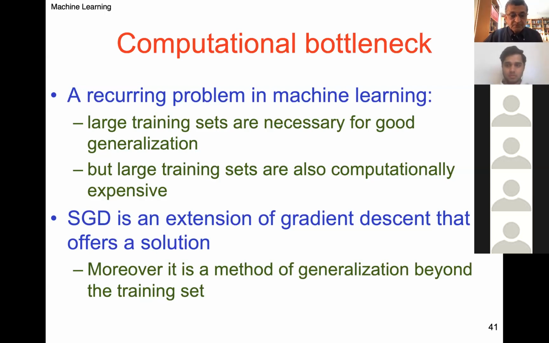So the computational bottleneck, that's what they're saying. A recurring problem in machine learning is that large training sets are necessary for good generalization. Generalization again means you're not overfitting, but you're generalizing to samples that are unseen. But large training sets are also computationally expensive. And stochastic gradient descent is an extension of gradient descent that offers a solution. Moreover, it's a method of generalization beyond the training set.